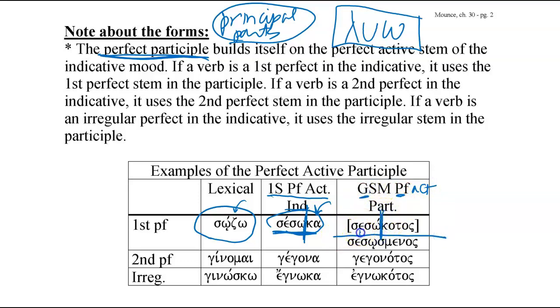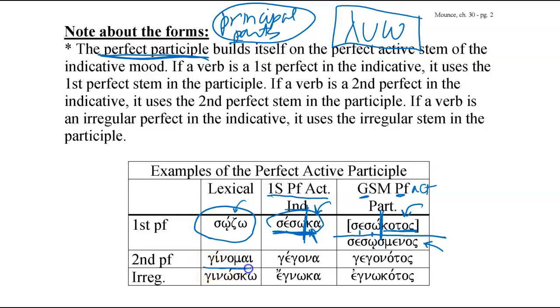So it has the reduplication, it has the stem, but instead of ka, which makes it the indicative mood, I want to use the participle endings, and so I add katos to it. And so this is the form that I would use for the perfect active participle. The form down here is the middle passive, but I won't go over that until we actually show the middle passive paradigm. And then here's some other examples.